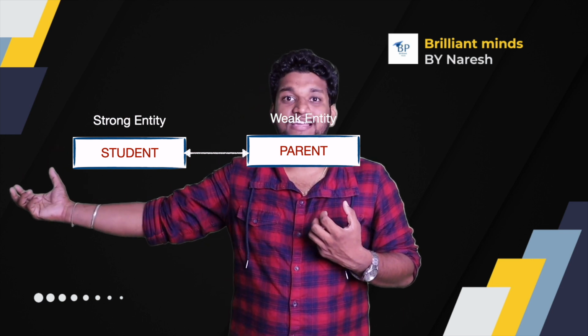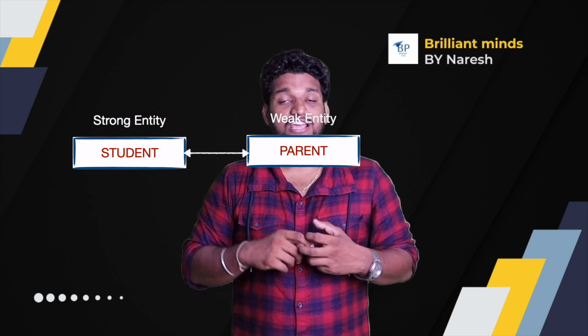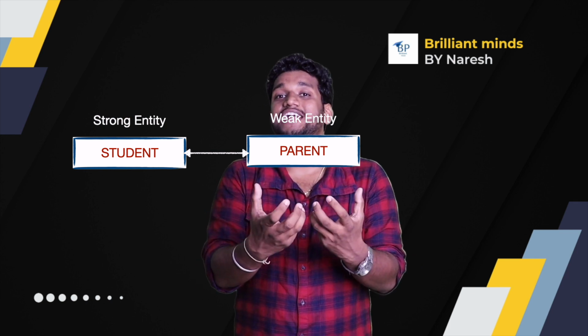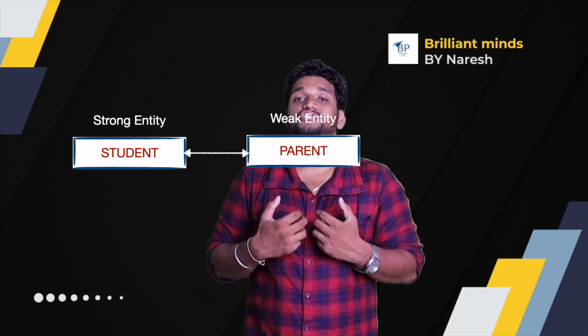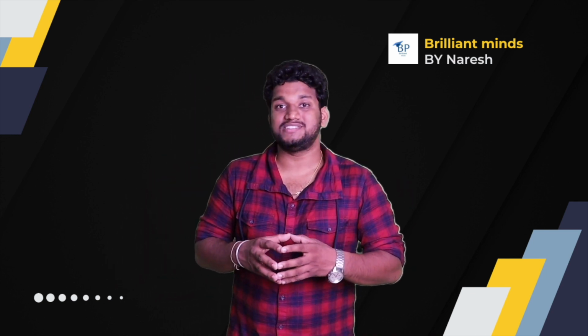They will not be having any primary key attribute. If they don't have any primary key attribute, such type of entities you have to call as weak entities. If we have a primary key attribute, such type of entities you have to call as strong entity. Hope you all understood the difference between strong entity and weak entity. Weak entities we are going to represent in a double rectangle box.